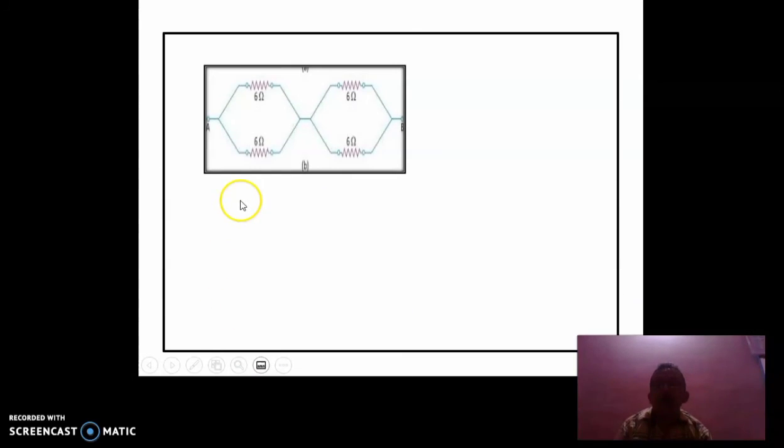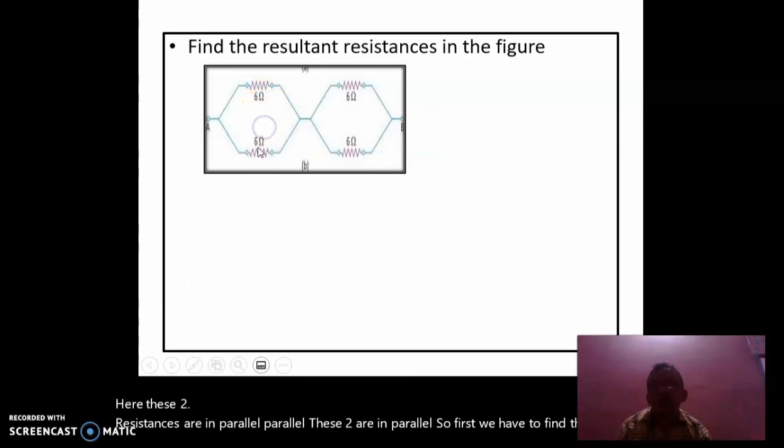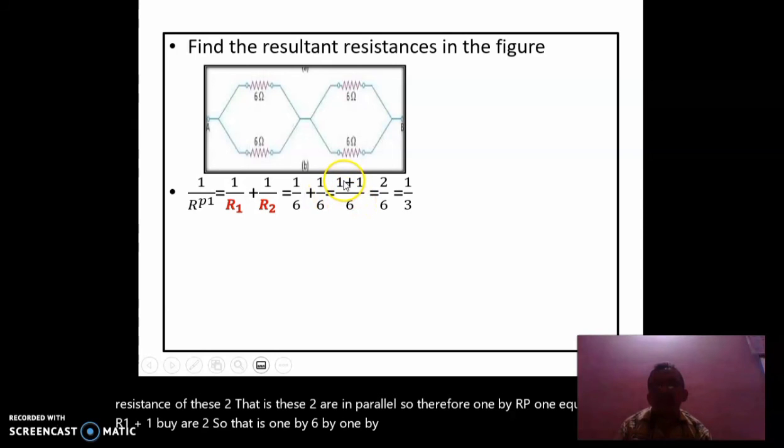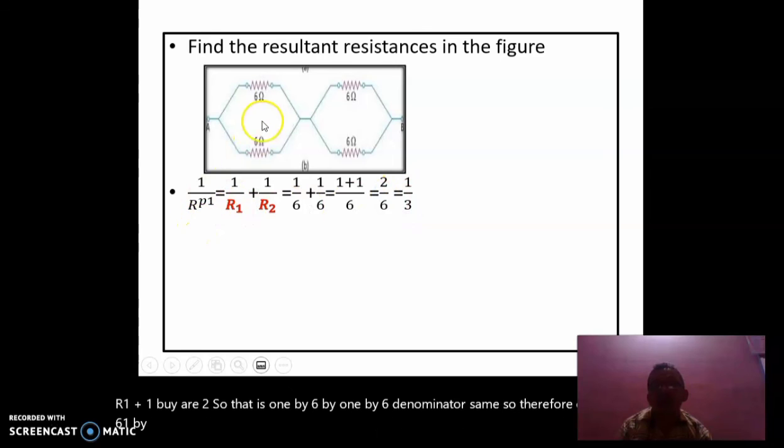So again, here these two resistances are in parallel. First we have to find the total resistance of these two. So 1 by Rp1 equal to 1 by R1 plus 1 by R2. So that is 1 by 6 plus 1 by 6. Denominator same. So therefore 1 plus 1, 2, 2 by 6, 1 by 3. So that is Rp. This total resistance is 3 ohm.